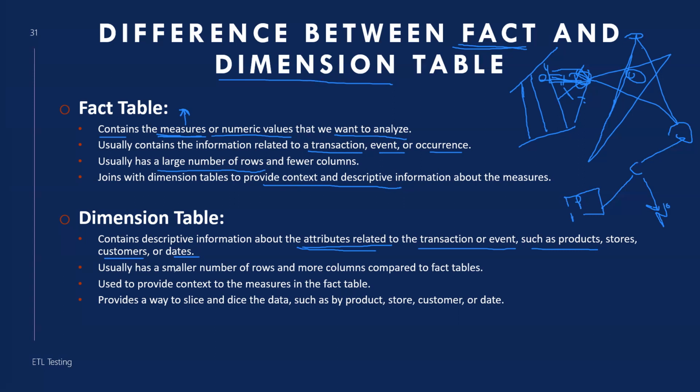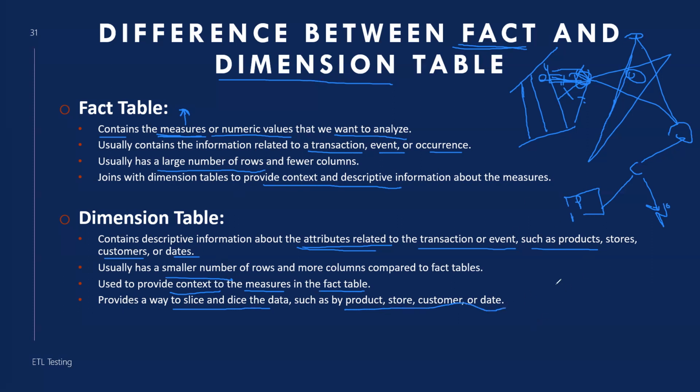Now, what else? Dimension tables have a smaller number of records, as I was saying, because they don't contain the transactions. Once the customer data is stored, it is stored. You don't have to store it again and again, otherwise it will be repeated data. It actually helps you provide a measure in the fact table. So when you create your measures, these dimension tables will also be used. They provide a way to slice and dice the data, such as product, store, customer and date, right?